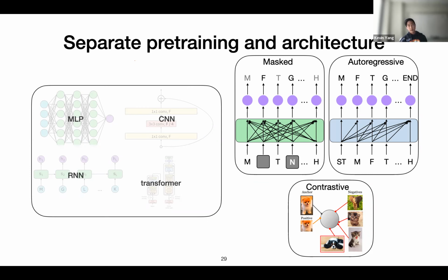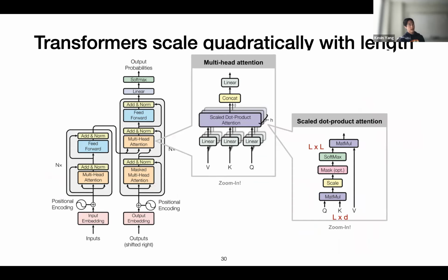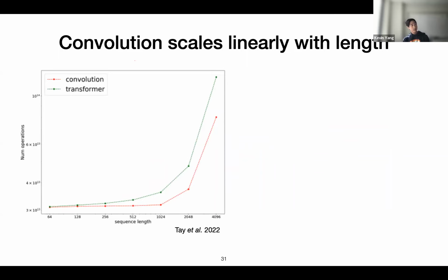Another reason we might want to consider using something that's not a transformer is that transformers scale quadratically with length in both their runtime and memory requirements. That's because of the multi-head attention step, which involves a matrix multiply between L by D objects, which scales as L squared, where L is the sequence length, and the attention matrix itself is an L by L object, so you naively need L squared memory to store that. So we're going to look at convolutions here, in large part because they scale linearly with sequence length. This is from a paper about pre-training convolutional models for language and comparing them to transformers, plotting the sequence length on log base 2 against the number of operations you need in a convnet versus a transformer.